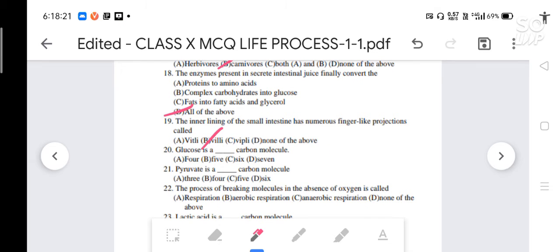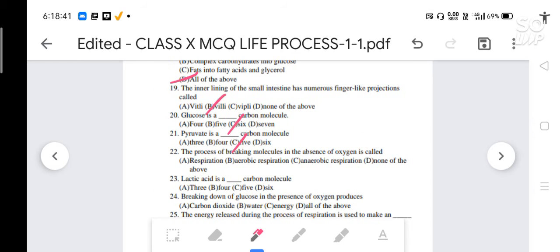Glucose is a dash carbon molecule, means how many carbon molecules are there in glucose? Simply 6 carbon molecules. You have to remember this. Pyruvate is a dash carbon molecule, it is also 5 carbon molecules.